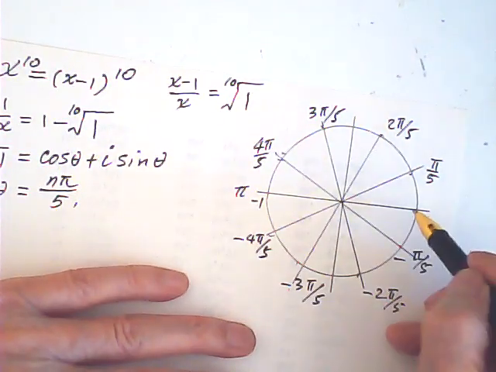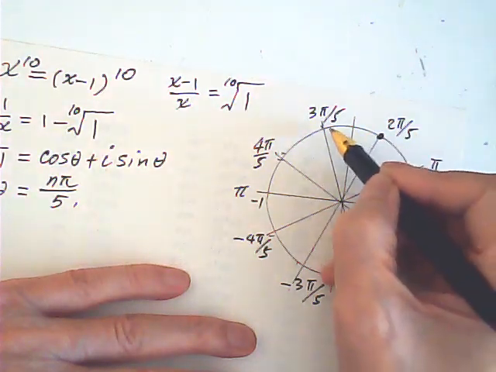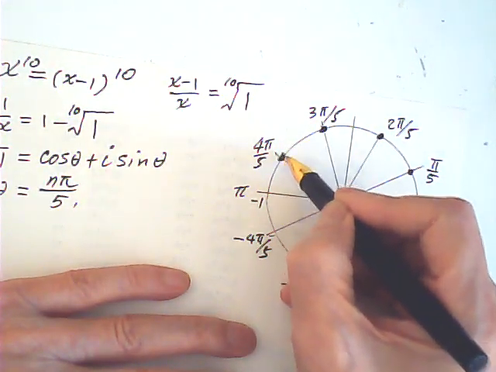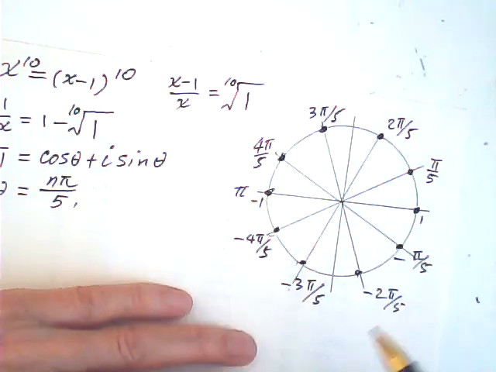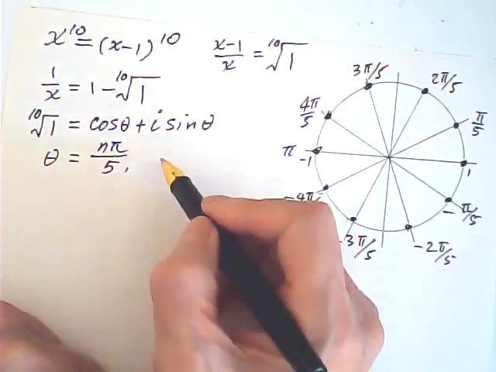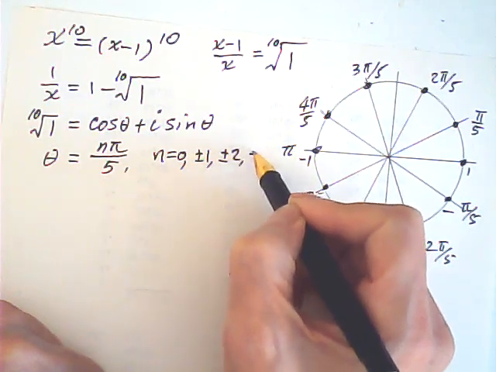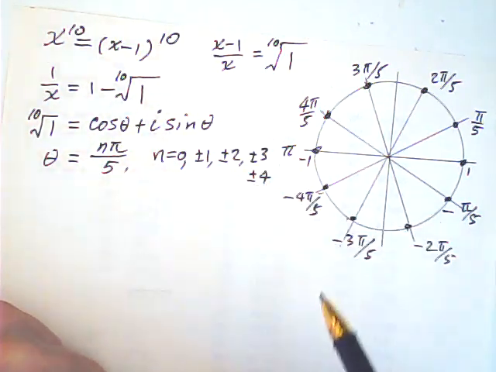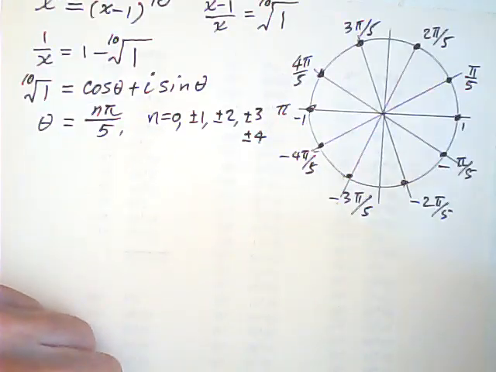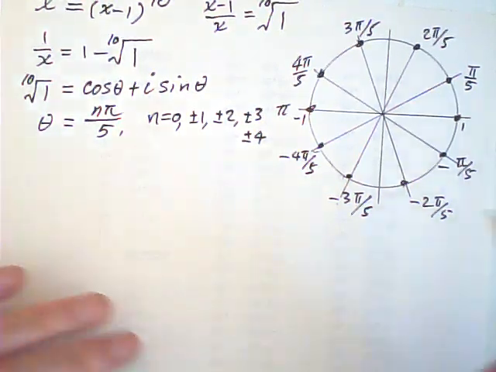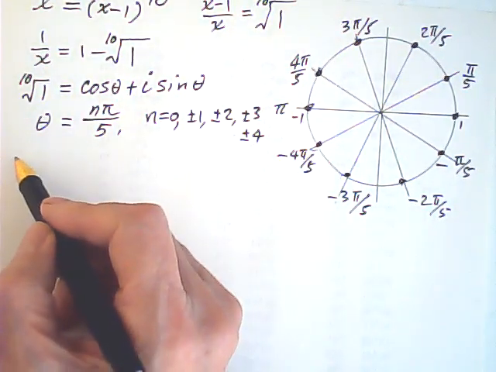So we have 10 roots, the 10th roots of 1. These are 10 points. So n is equal to 0, plus or minus 1, plus or minus 2, plus or minus 3, plus or minus 4. These are 10 angles. Now let's come back for x. We're looking for x, right?